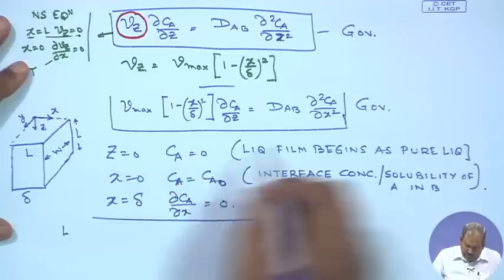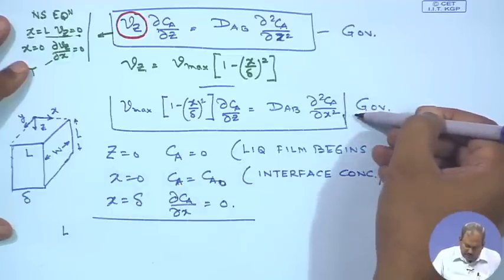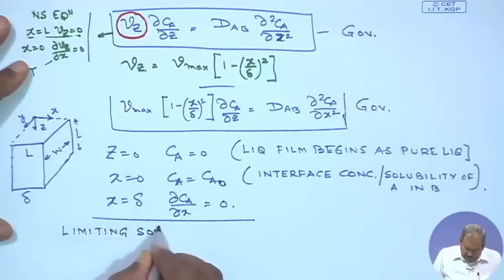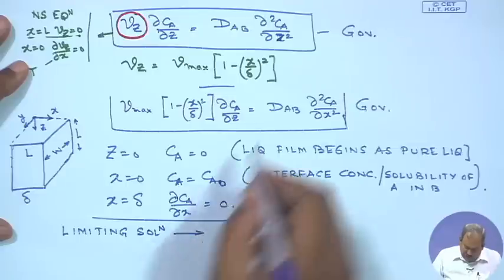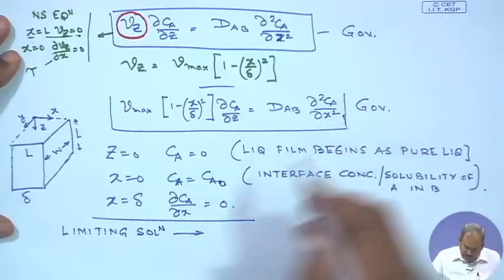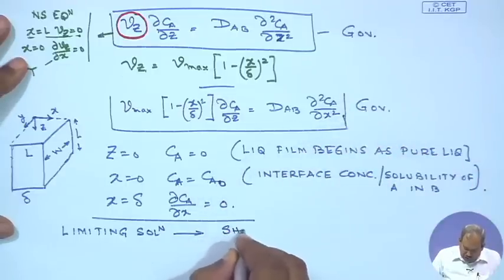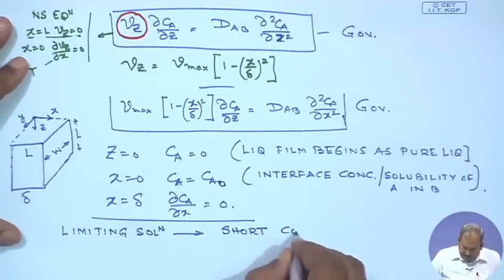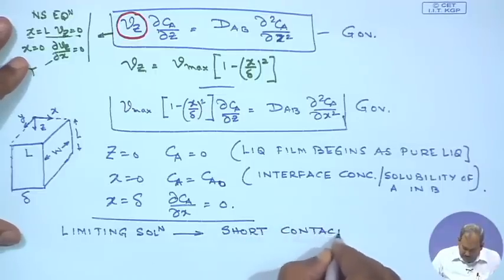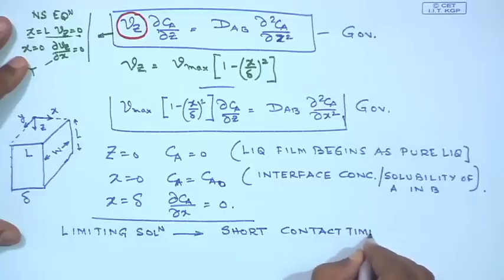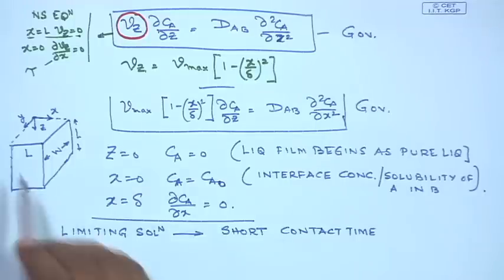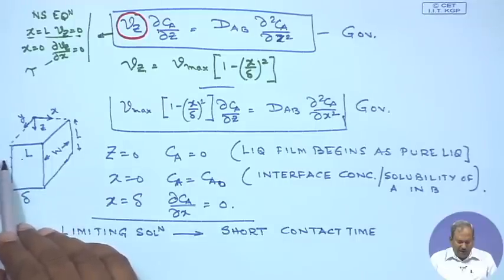In this form, an analytic solution for this is not possible. So, we are going for a limiting solution. So, what is a limiting solution? We will assume that we are going to solve this equation for a very short contact time. So, what is the implication of a short contact time between the liquid film and the gas?